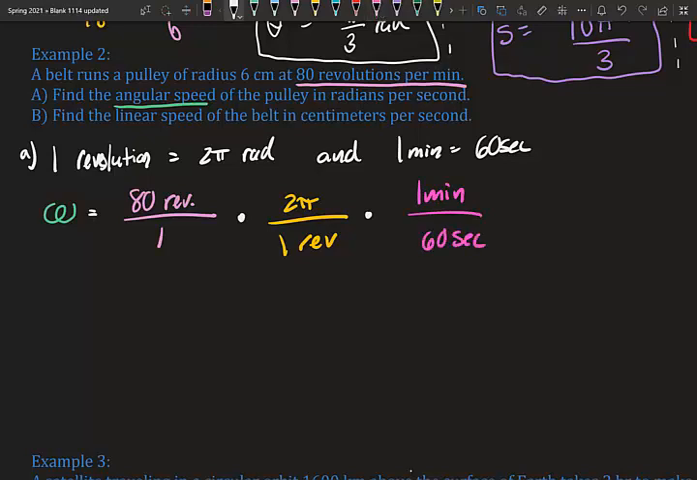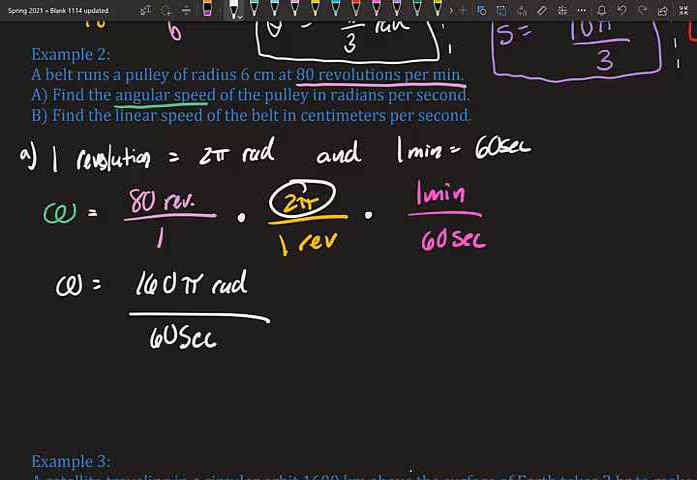Alright, so from here we multiply straight across. So 80 times 2 times 1, we get 160 pi radians. It's radians because we're talking about 2 pi here. And that's over 1 times 1 times 60, 60 seconds. So we get 8 pi over 3 radians per second.